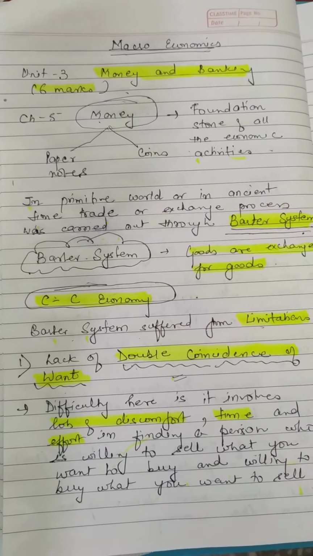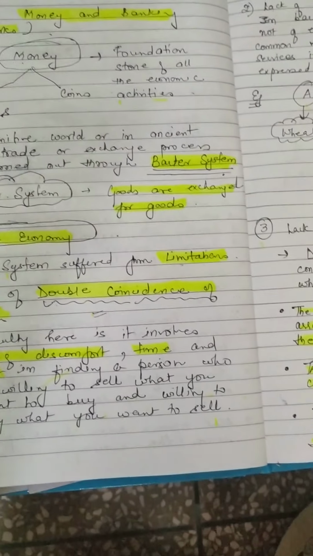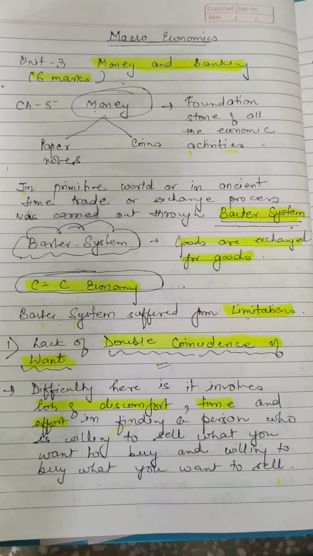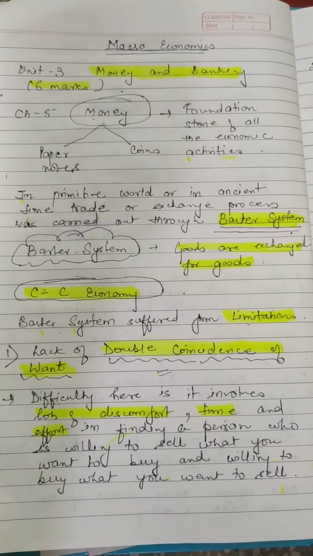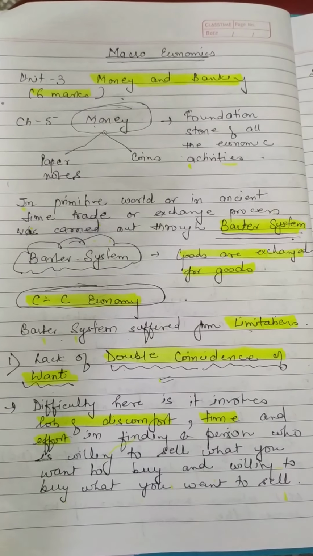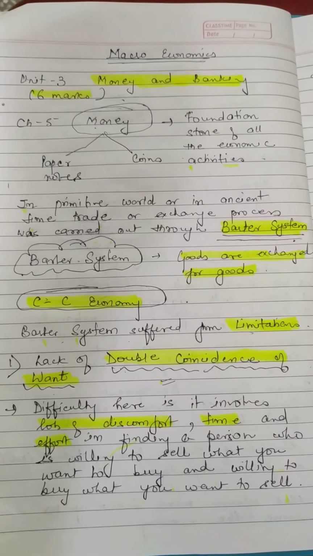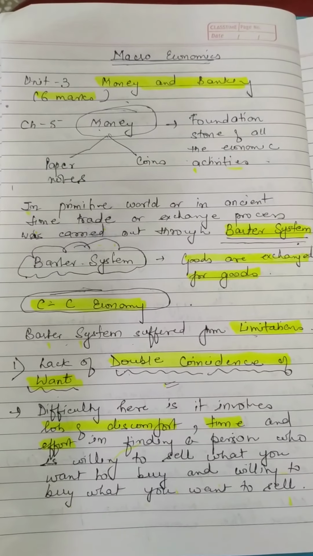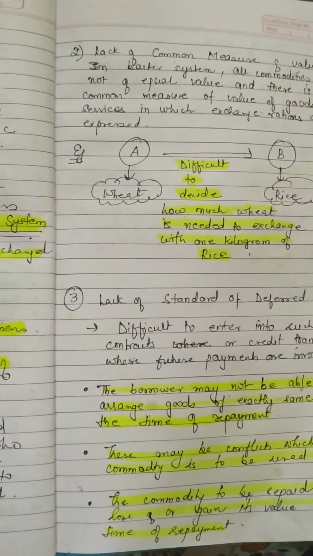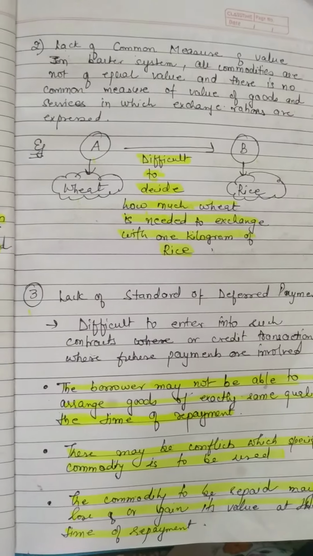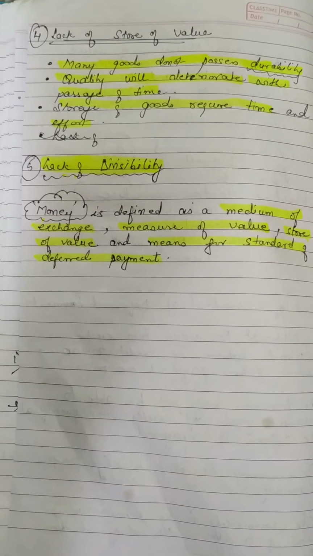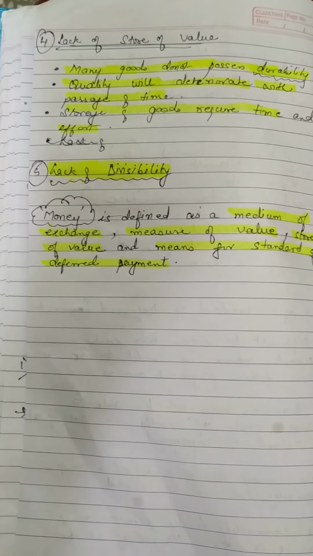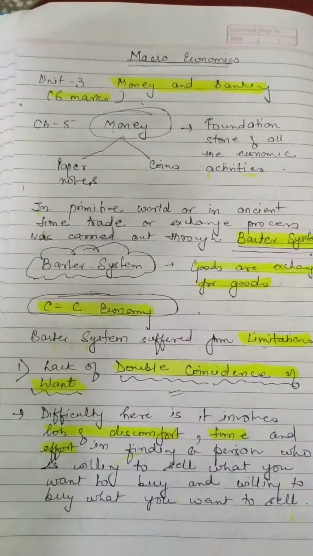So let's recapitulate once again. In today's class we have studied what we understand by the term money, why money replaces barter system, and what were the limitations. The limitations were lack of double coincidence of want, lack of common measure of value, lack of standard of deferred payment, lack of store of value, and lack of divisibility. All these problems were solved by money. Clear?